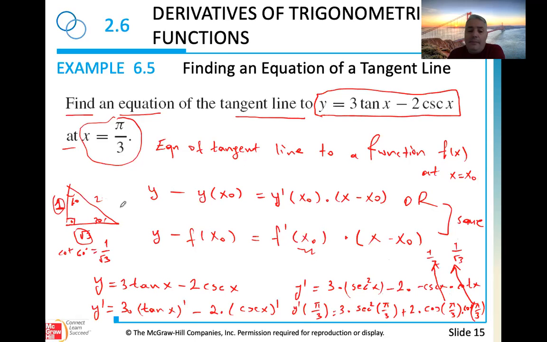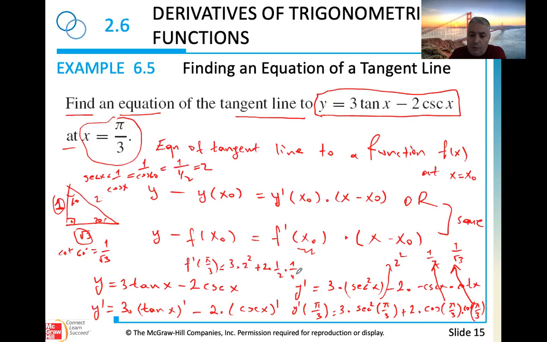Secant of x means 1 over cosine of x, so 1 over cosine of 60. Cosine of 60 was 1 over 2, so 1 over 1 over 2 is just 2. So this is now 2 to the power of 2. And then that's it. The answer, f prime at pi over 3, will be 3 times 2 squared plus 2 times 1 over 2 times 1 over root 3.